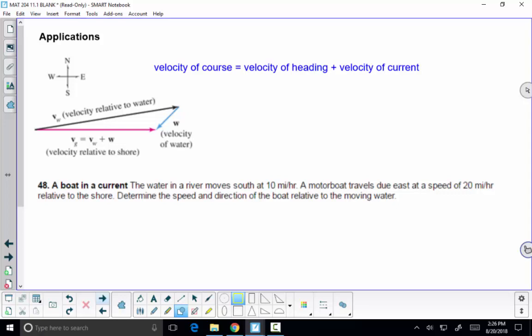All right, applications. So this book is, in my opinion, if you read especially these navigation applications, it can get a little convoluted. Let me try to give you a summary of the way I think it's helpful to think of this. So in all these problems, whether you're dealing with a boat or a plane, you're going to have the direction that the boat or plane is heading. And so that's what the instrument panel says.